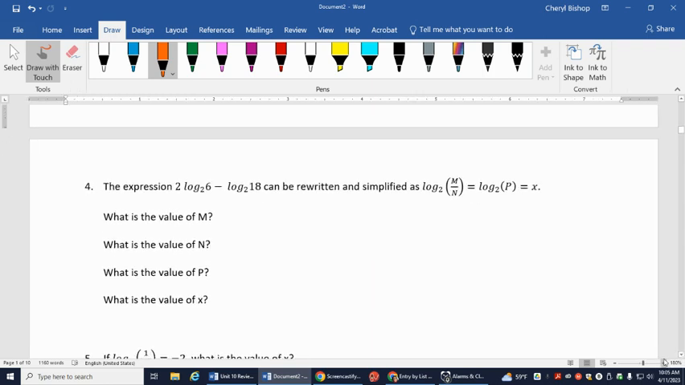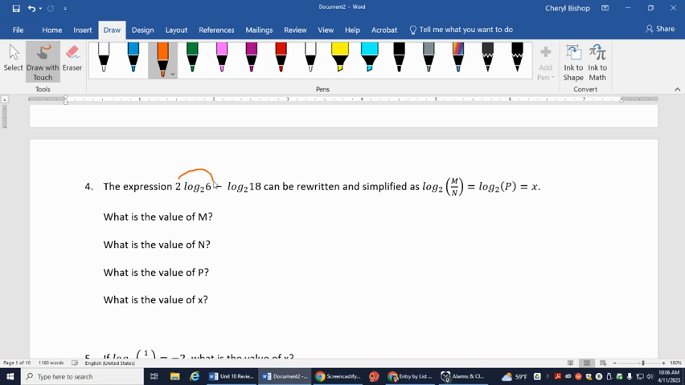All right, the expression 2 log base 2 of 6 minus log base 2 of 18 can be rewritten and simplified as log base 2 of m over n, which is going to be log base 2 of p, which equals x. So the first thing I want to do before I can combine these two together, I need to take care of this 2 out in front.